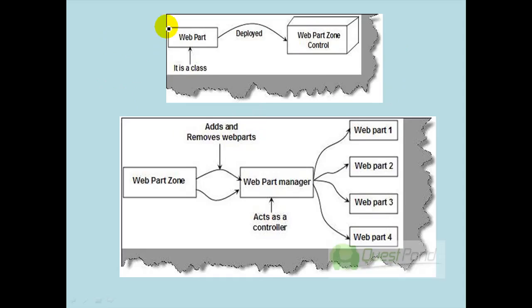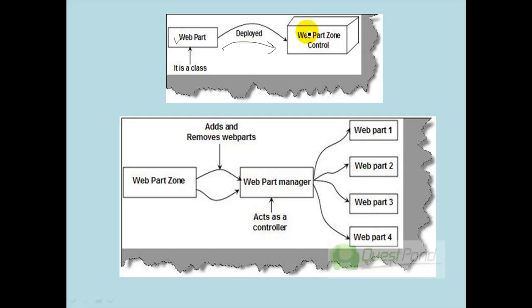Web parts are deployed in the web part zone control, right? So first, a web part is just a simple class. Second, they are deployed in the web part zone control. The web part zone control is nothing but a container type of tag, where you need to put your web part tag. We'll see how the web part zone control looks, but at this moment this is just a theoretical discussion, which will help us make our base strong so that we can understand web parts in a better way.